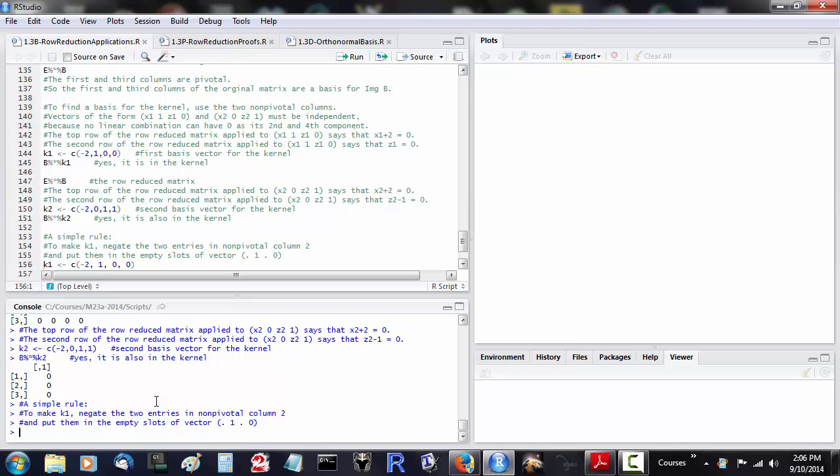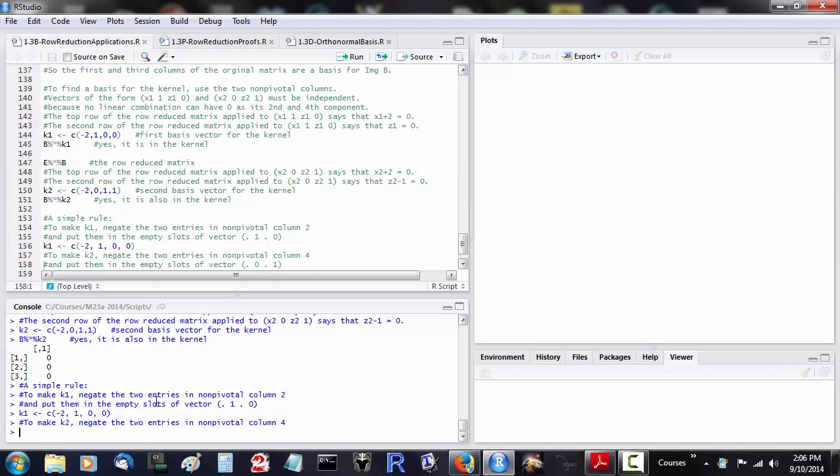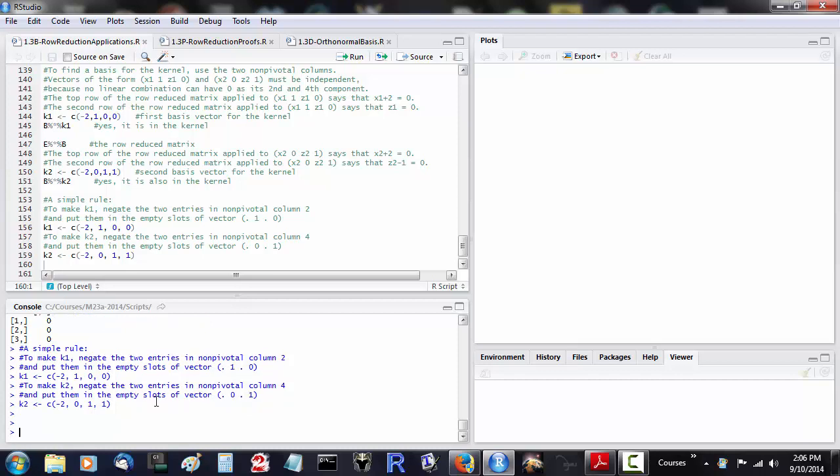But if you're good at memorizing, you can say, if you want a vector that's in the kernel that has a 1 in the position of non-pivotal column 2, just look at the two entries in column 2 of the row-reduced matrix and put them in the two empty slots. There's K1. And to make the second basis vector, which corresponds to non-pivotal column 4, all you have to do is slap a minus sign on the two entries in column 4, put them in the empty slots, and you've got your second basis vector for the kernel.